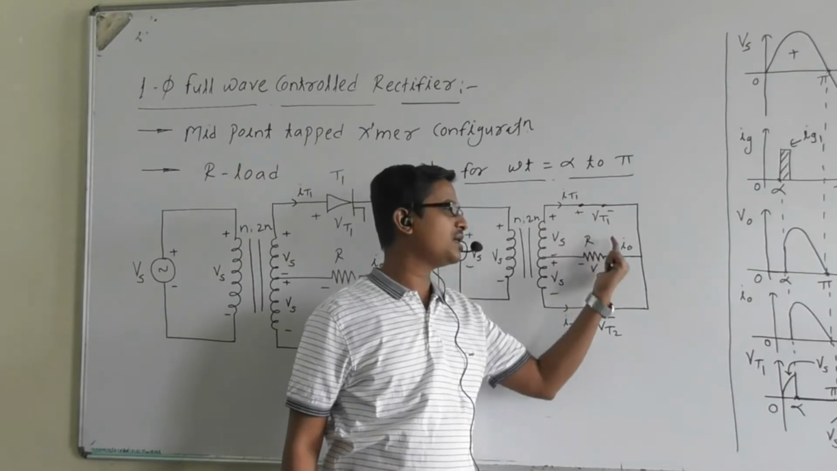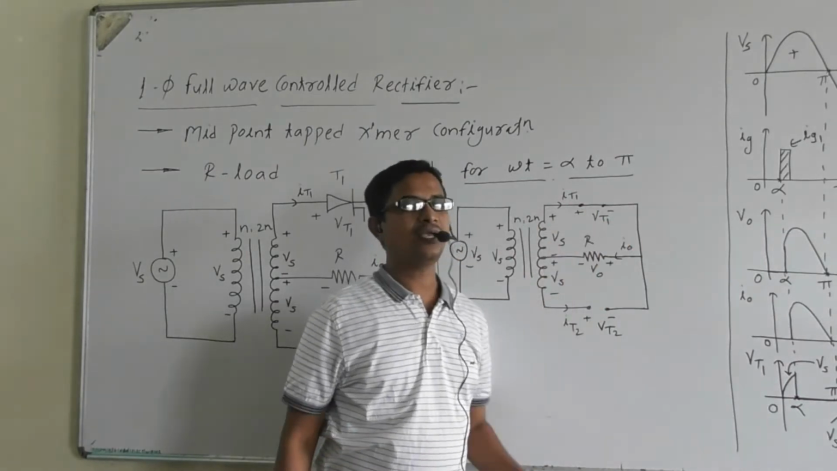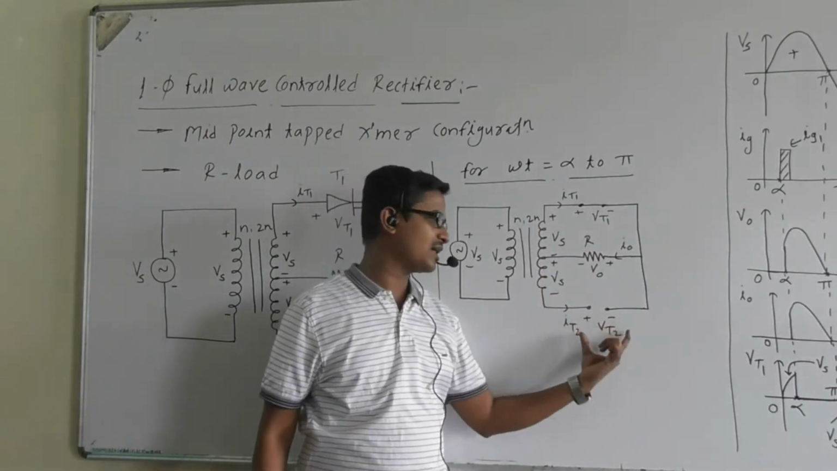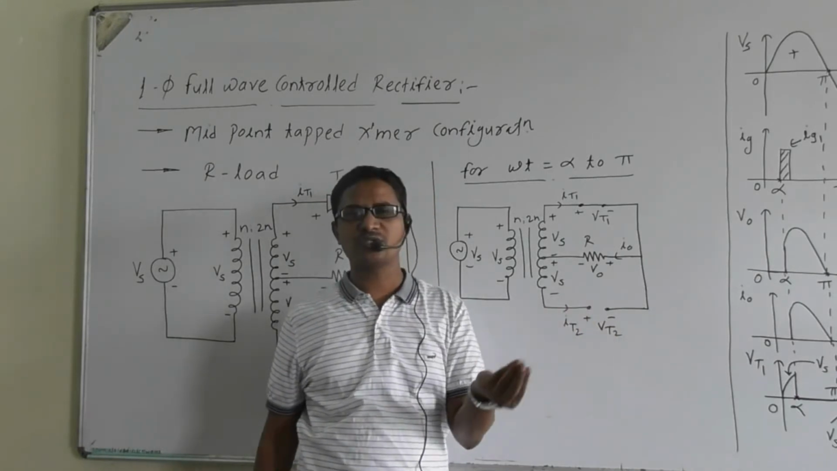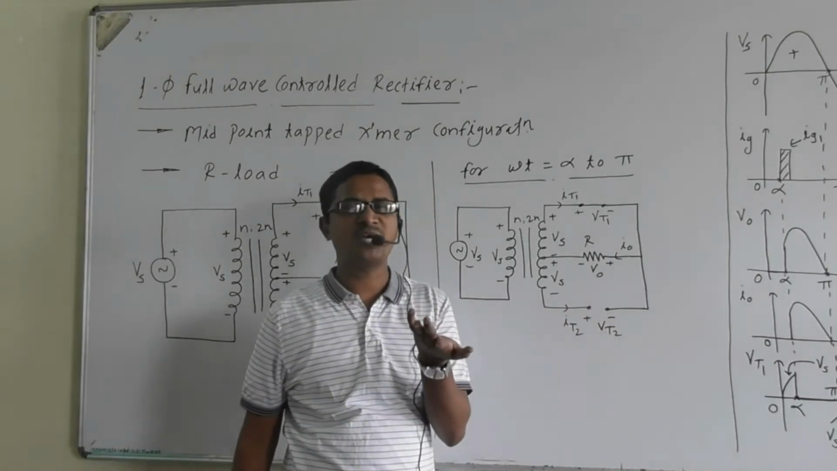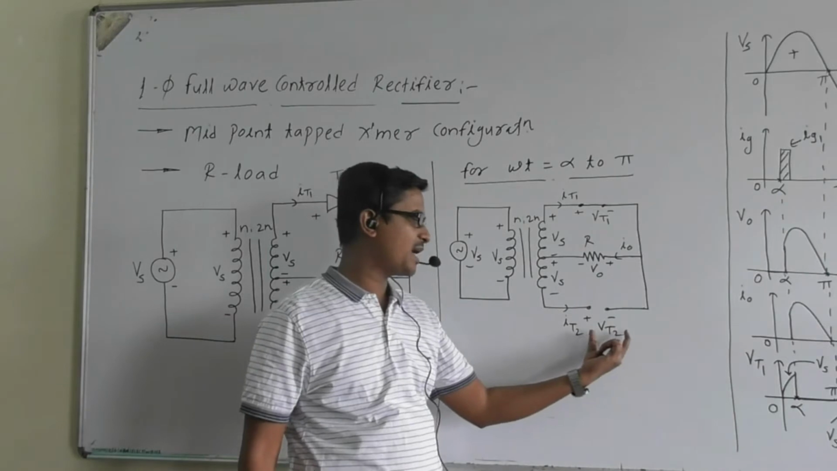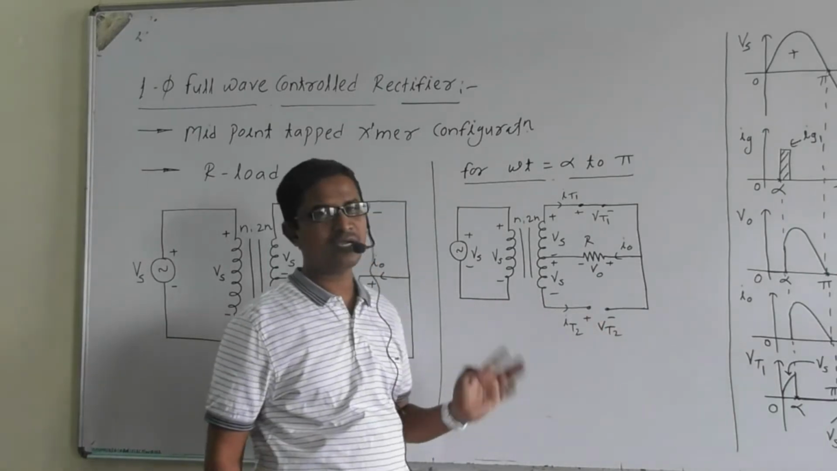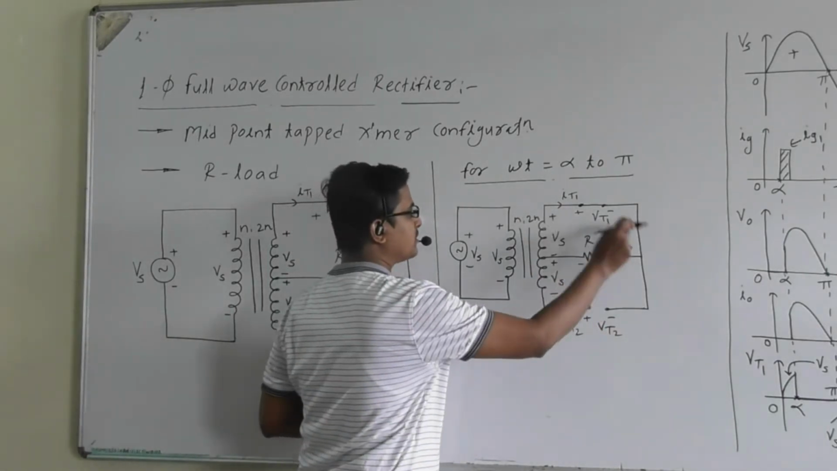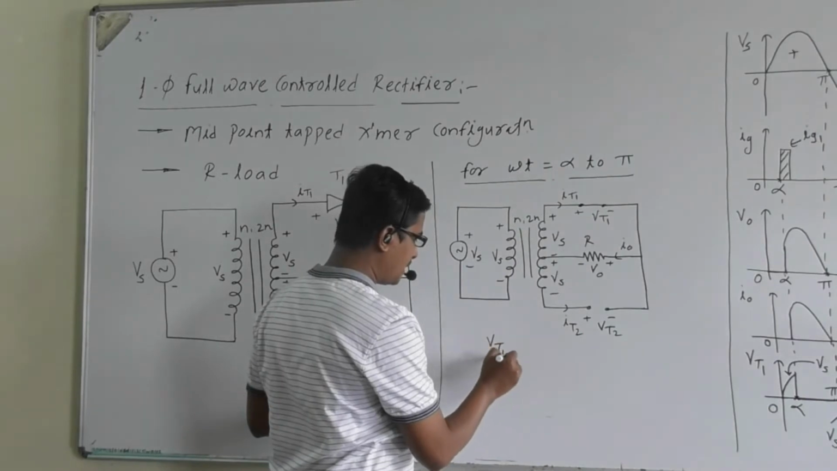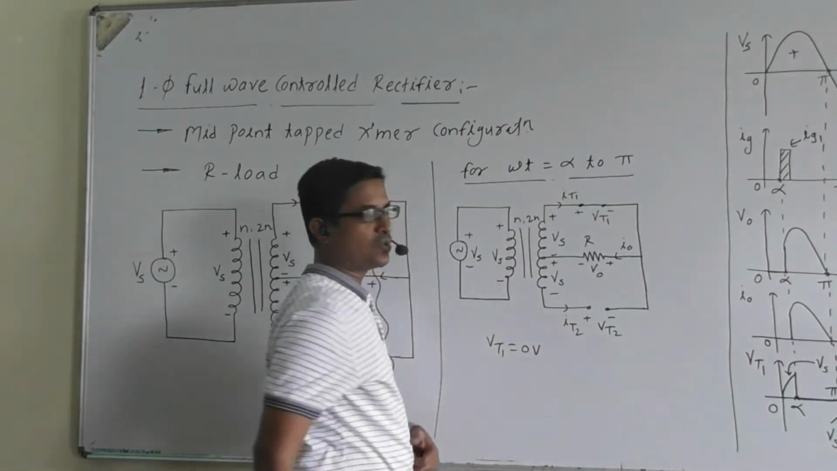Current will be flowing in the upper loop, right? But what is the current in the second, lower loop? It will be 0, because thyristor T2 is in the reverse bias mode. So thyristor T2 will be acting as an open circuit only, right? Now, here Vt1 is 0, right? Vt1 is equal to 0 volt.